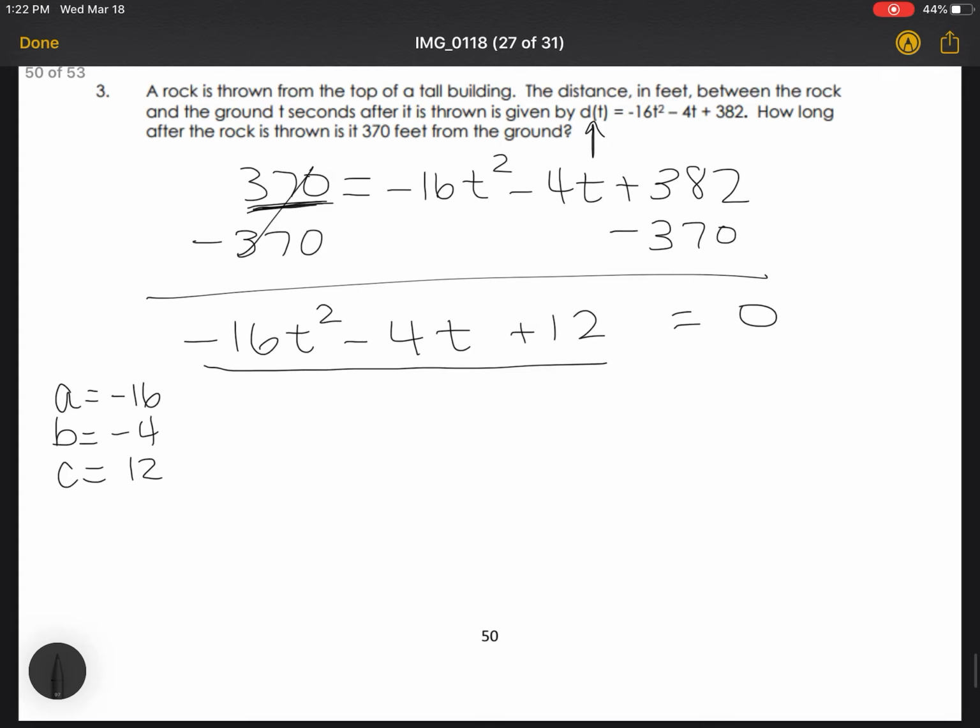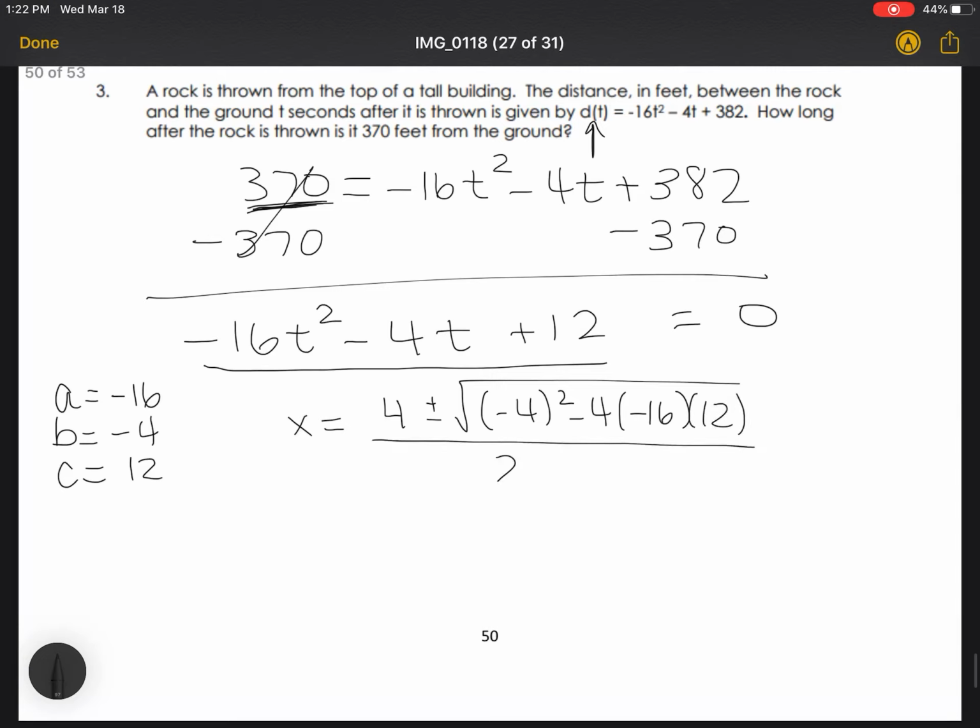If you need to see the quadratic formula again, that is on a couple of the sets of notes we've done. Again, don't feel like you have to memorize it. It's given to you on your exam. So it's going to be x equals negative b plus or minus the square root of b squared minus 4 times a times c, all divided by 2 times a.